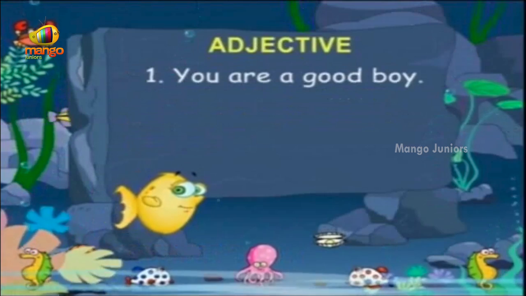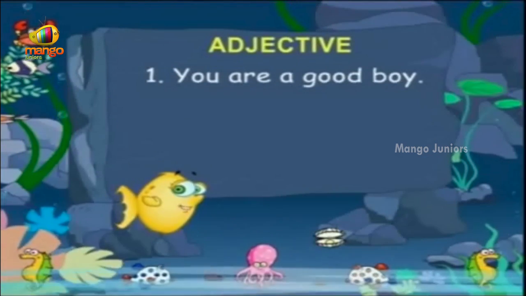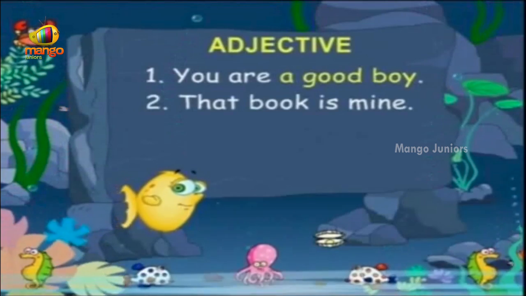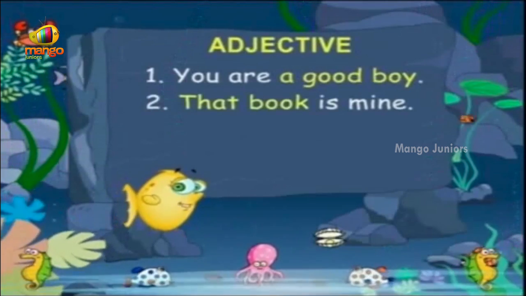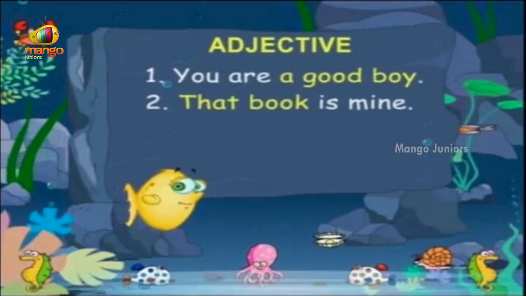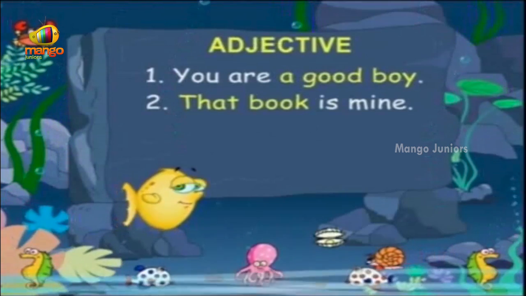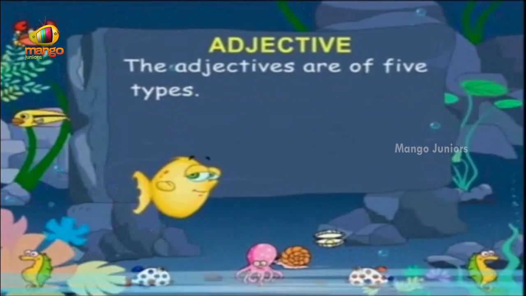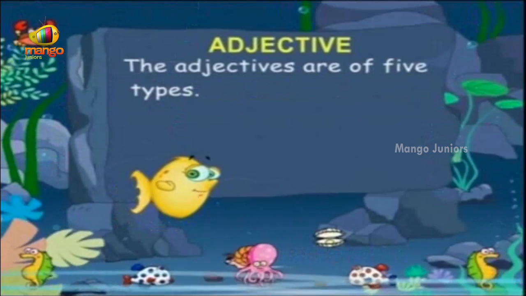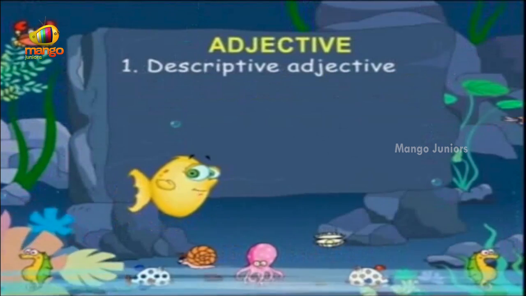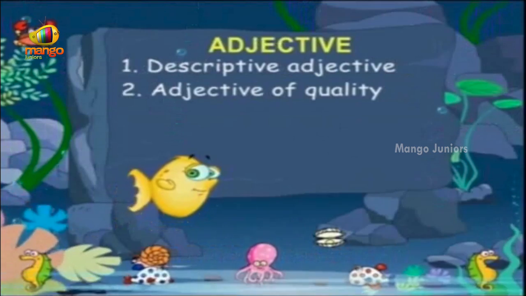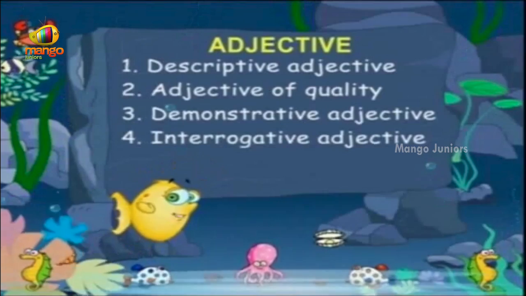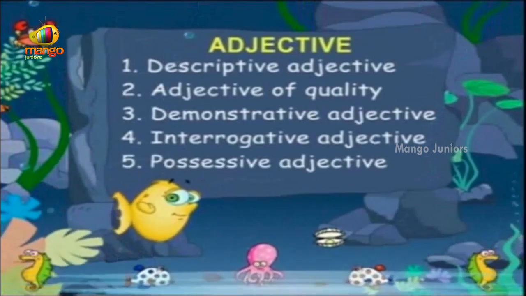You are a good boy. What kind of boy? A good boy. That book is mine. Which book? That book. They also modify nouns or pronouns. Children, adjectives are of five types. They are the descriptive adjective, the adjective of quality, the demonstrative adjective, the interrogative adjective, and the possessive adjective.